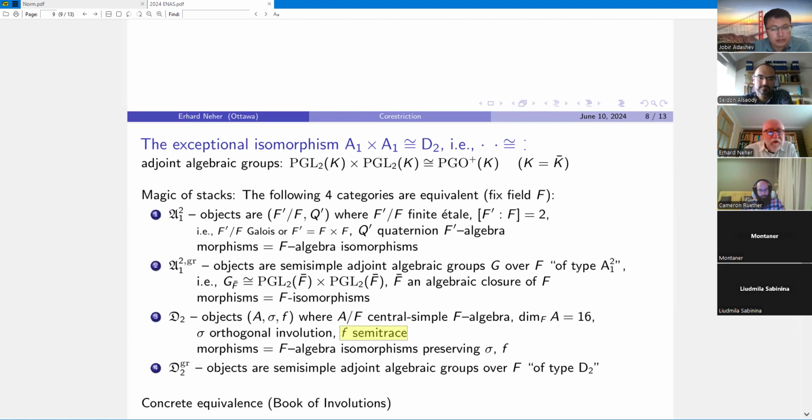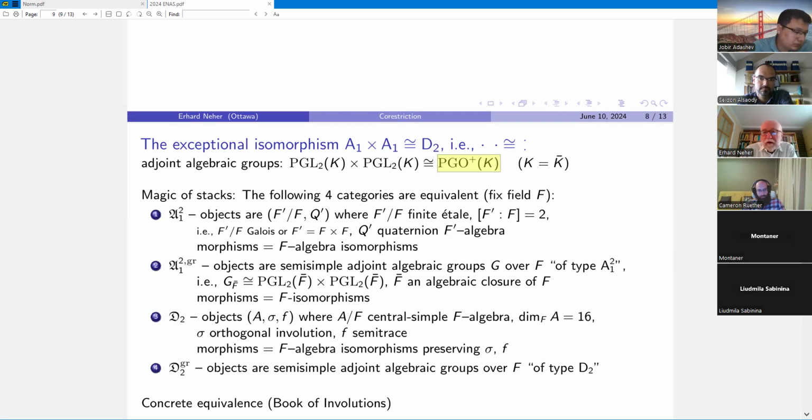And then we have the group version of the category D2, namely the objects are semi-simple adjoint algebraic groups over F, which are of type D2, meaning that if you take your group and move it up to the algebraic closure, what you get is PGO plus. So stacks, or the stacks which sit behind these categories, will tell you they are all equivalent.